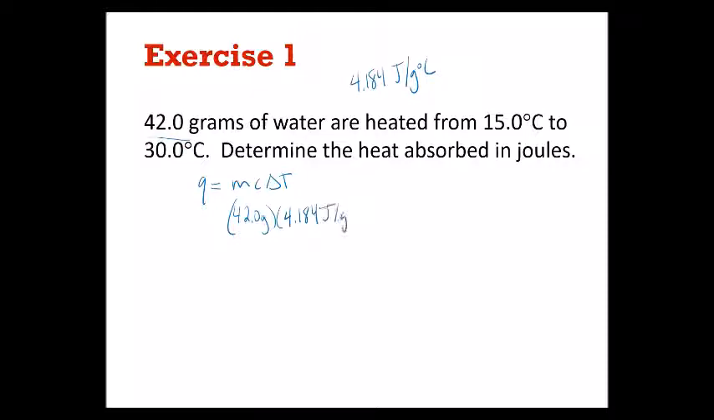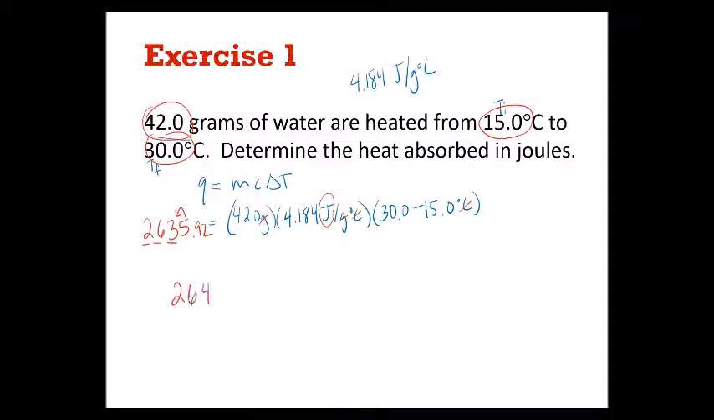Plugging and chugging, make sure you set it up. Our final temperature happens to be the 30. We initially started at 15, so it's going to be 30 minus the 15. Writing it in, you can show the cancellation of the units. The grams cancel with the grams, the degree Celsius cancels, and then we're left with our measure of heat, which happens to be joules here. We do 42 times 4.184 times 15, and this gives us 2635.92. The temperatures have 3 significant figures, these are measured values, so I'm going to keep 3. Rounding up, this would be 2640 joules.